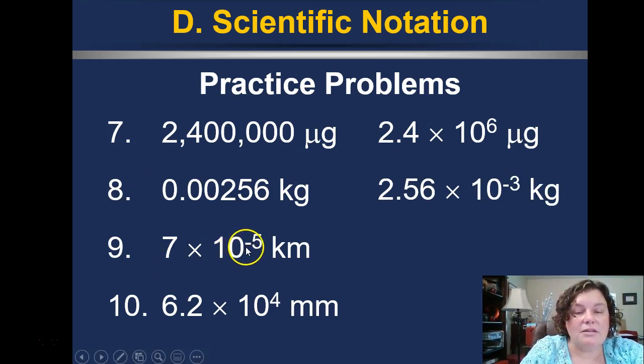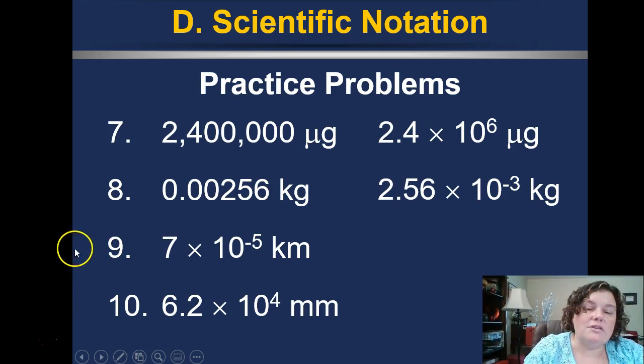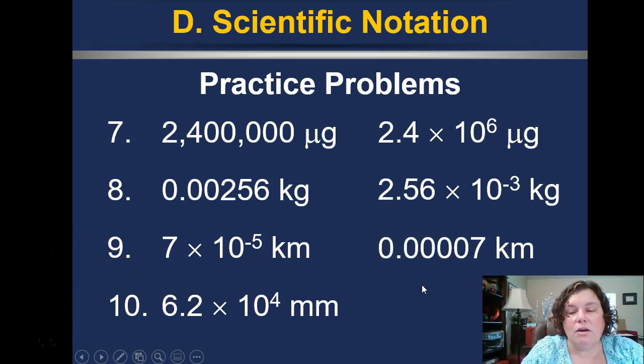Now let's move it back to the other way. If we have a negative exponent, that means we're going to move our decimal to the left because it's going to be a very small number. So we're going to assume our decimal's right here. We're going to move it 1, 2, 3, 4, 5 to the left, and when we do so, our number is going to look like this, 0.00007 instead of this.